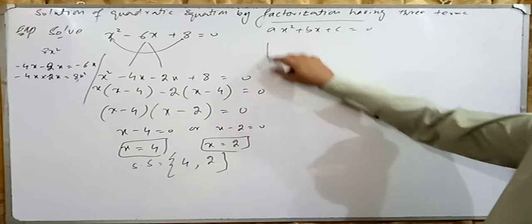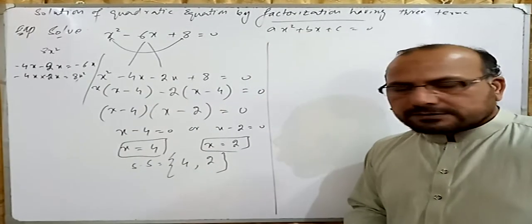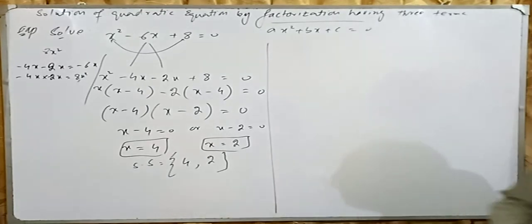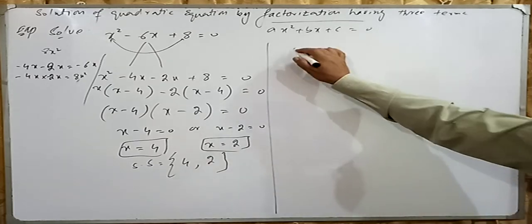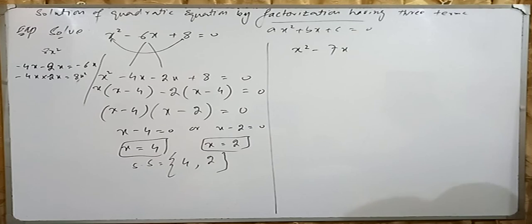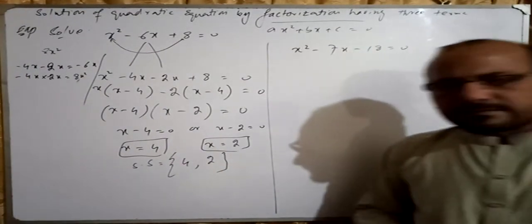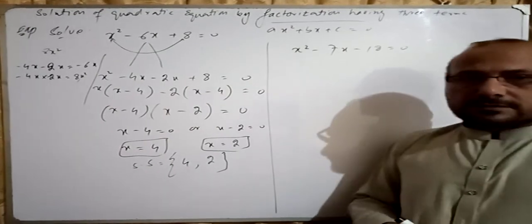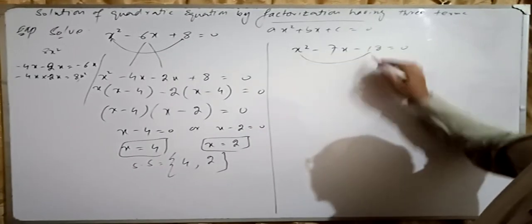So by this way you can find out the solution set of the quadratic equation if we have three terms. Let me solve another example. For example, suppose we have x square minus 7x and minus 18 equal to 0. So in this case, what we have to do, we need to multiply first and last term.